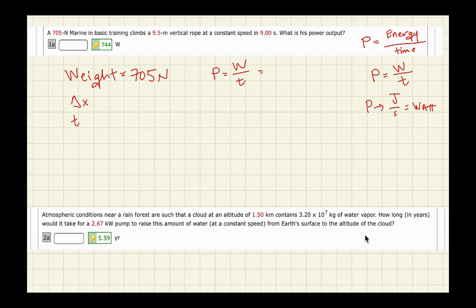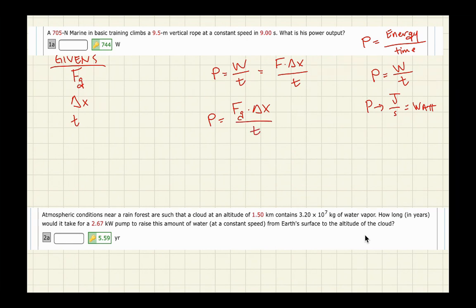So that's force times delta x over t. So that power in watts is going to be that force, the weight force, Fg, times delta x divided by t. So that's pretty straightforward, about as easy as it gets for a power problem.